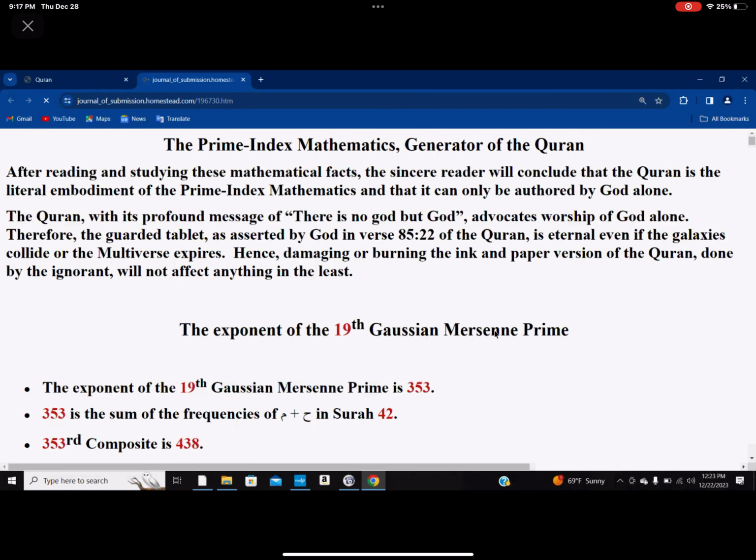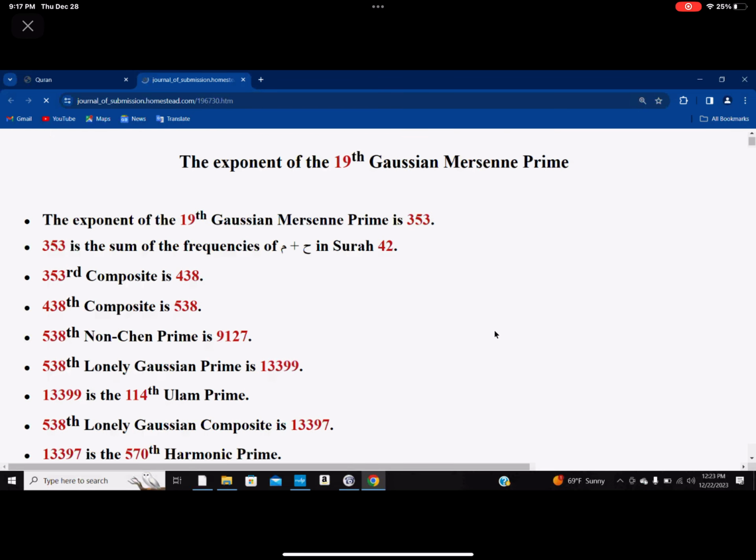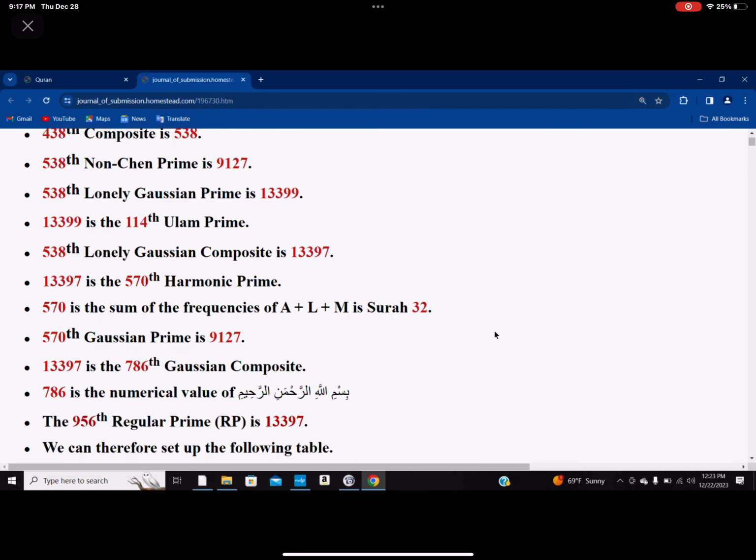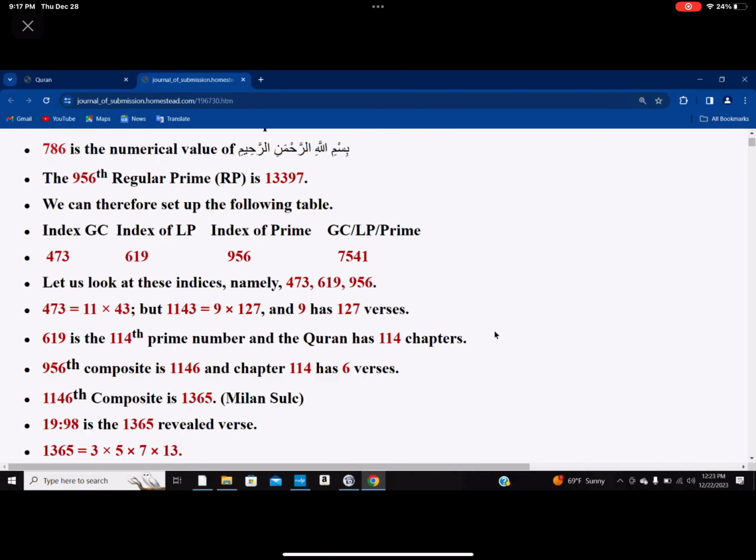Okay, so we are here now after Bismillah ar-Rahman ar-Rahim. So we go to this one. Again, this is a regular prime. We just saw it. And it happens to be 956 regular prime. Okay? So now watch this and see how it actually generates chapter 19. So what I can do with 956, I can actually generate this little table that I have here. I said we can therefore set up the following table, and it has Gaussian composite, the index of Gaussian composite, the index of lonely prime, the index of prime, and Gaussian composite, lonely prime and prime.